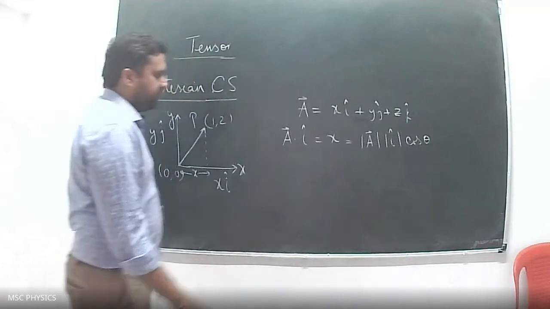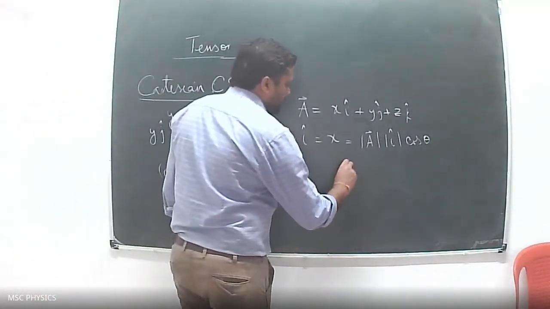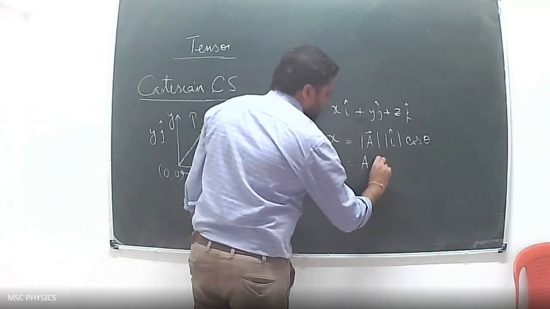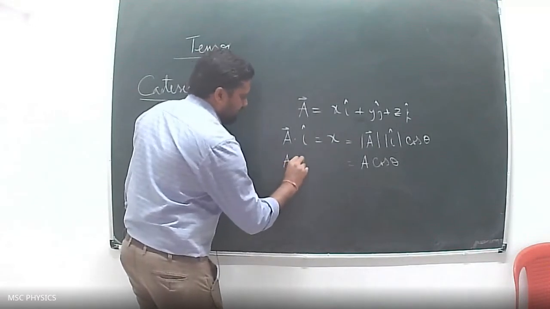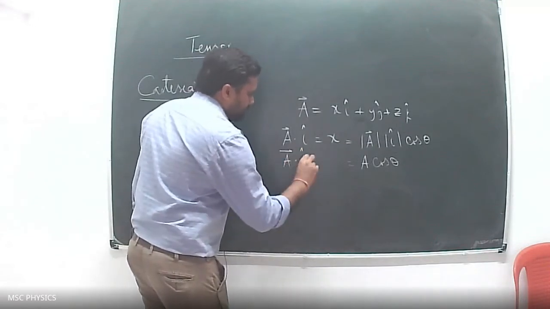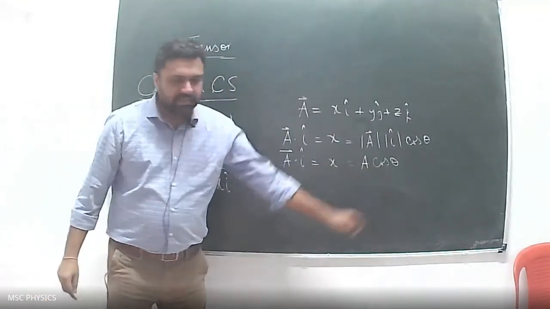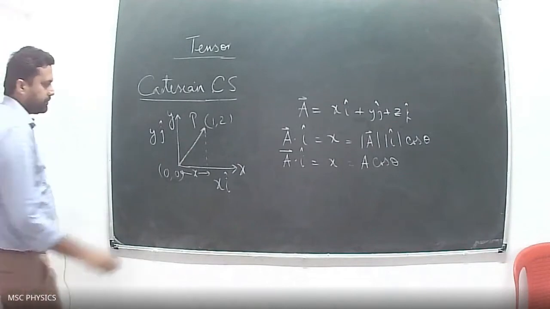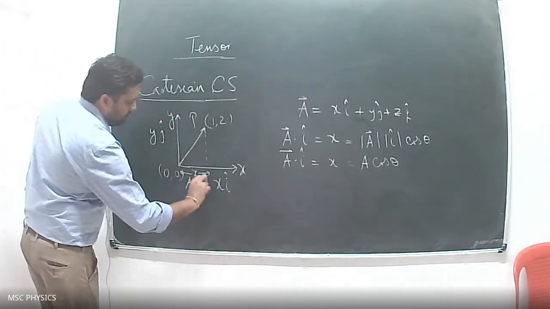Cos theta, right? So this is basically magnitude of A is A, magnitude of I is 1, and this cos theta. So this A dot I equal to x is A cos theta. So x is A cos theta, right? This x is A cos theta, theta being this angle.